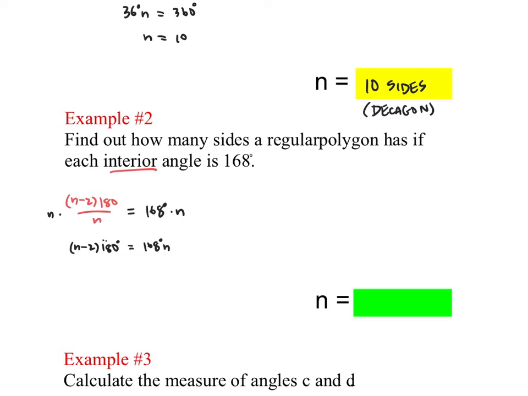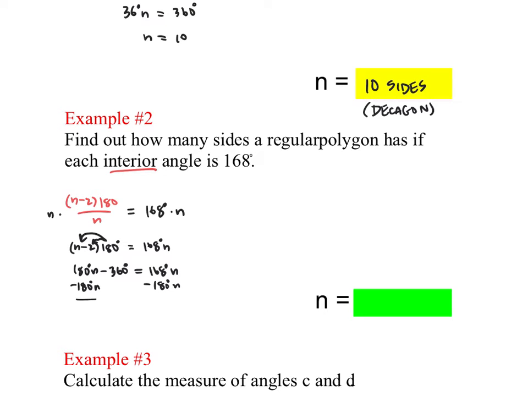Okay, I'm going to distribute 180 to both the n and to the 2. That gives me 180n minus 360 is equal to 168n. Now, this is where a little bit of work comes in. I'm going to subtract 180 from both sides. I'm going to keep the n attached.